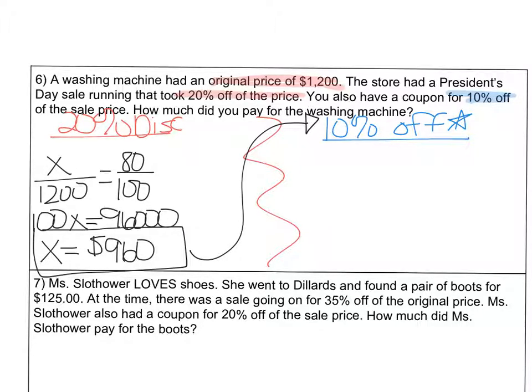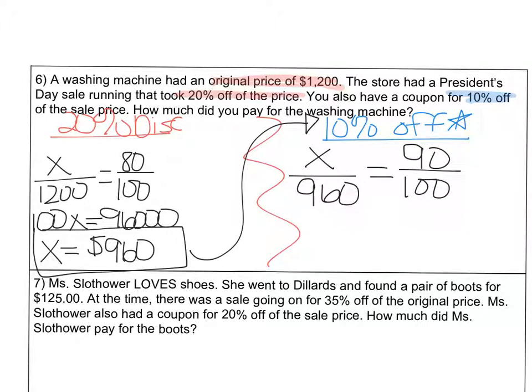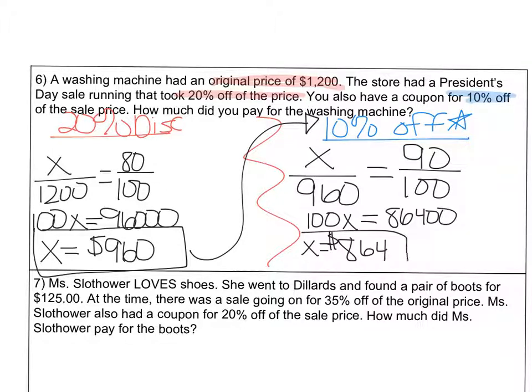because now we're taking 10% off of that price. So we're looking for the total with the discount. We're paying $960 right now, and it's 10% off, so we're paying 90% of that, 100%. So let's go ahead and cross multiply. 100x equals, and we get 86,400. And then we're going to divide by 100 on both sides. X equals $864, which is how much you are now going to pay for that washing machine.